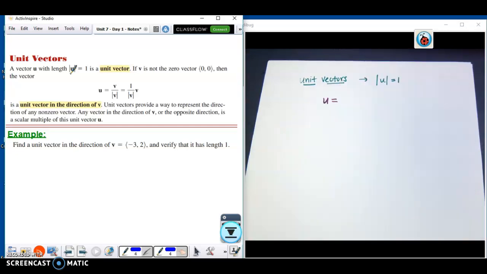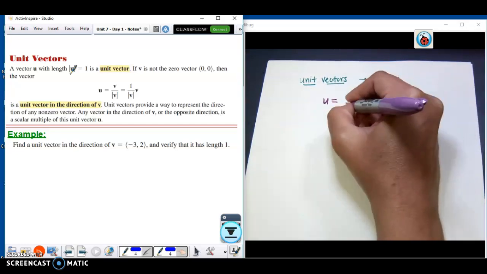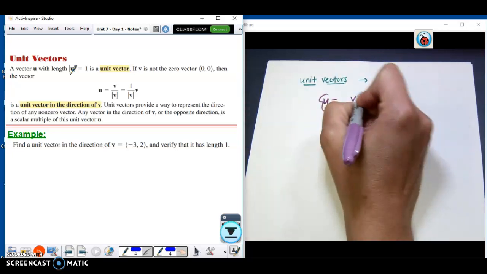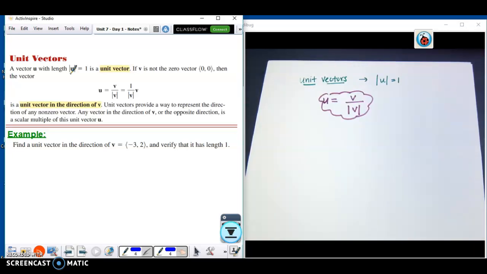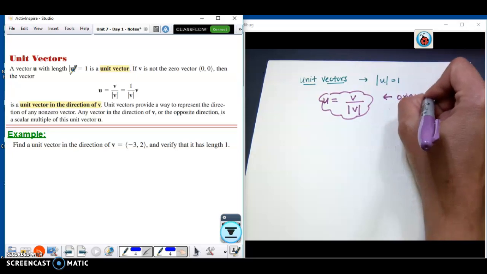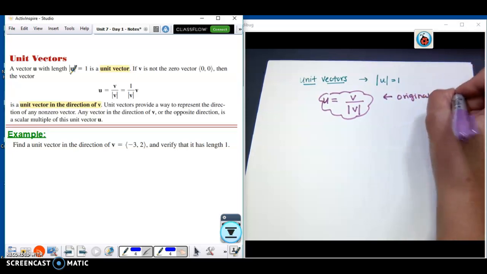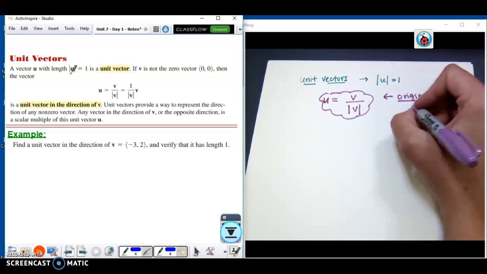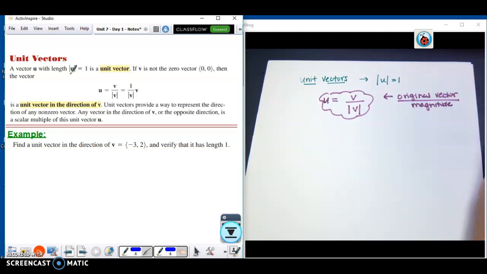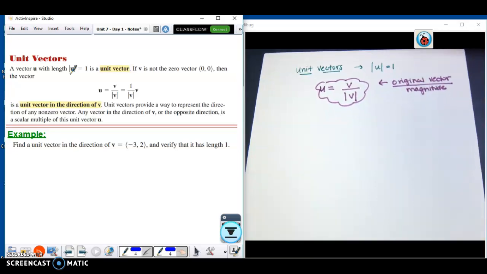So if v is not the 0 vector, then the formula that you're going to use is u, which is for unit vector, is the vector over the magnitude of the vector. Okay, and this is the form I like to look at it in. All this means is you're going to write the original vector on top, and then under the original vector, you're going to put the magnitude. You're going to do that for the x and for the y coordinates of your vector, and that will give you your unit vector, okay? So it's really not that bad.